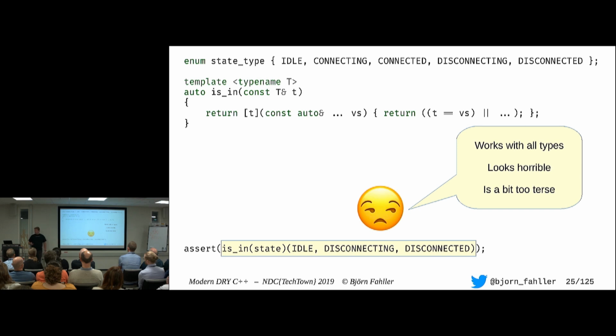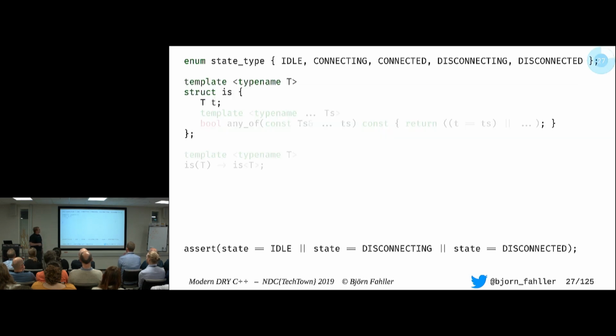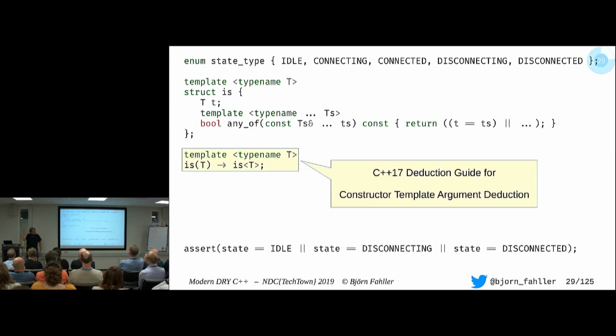So let's try to refine it a little bit more. We can explicitly construct a type where we have a member function that has a name instead of just the call operator. Like this. So we have the is template. And we capture the t then as a member variable. And we have an any of function that we can call. So this is logically exactly the same. Then we add another C++17 thing because why not?